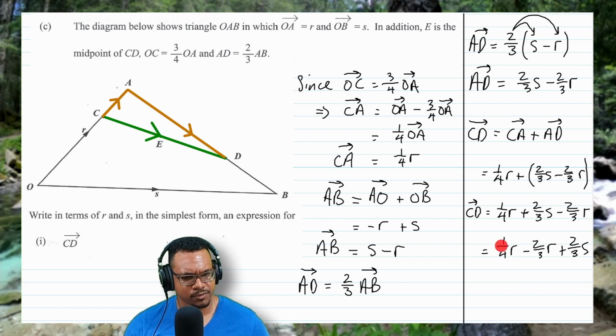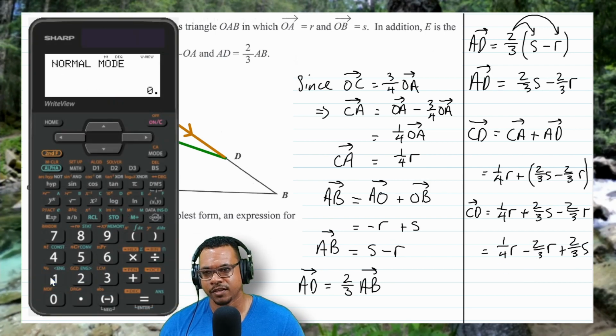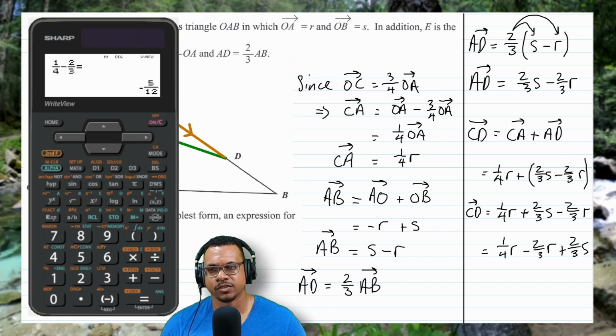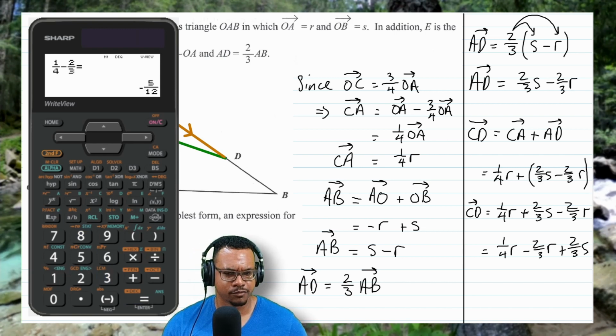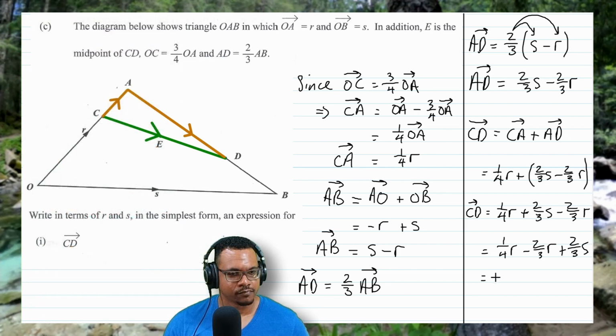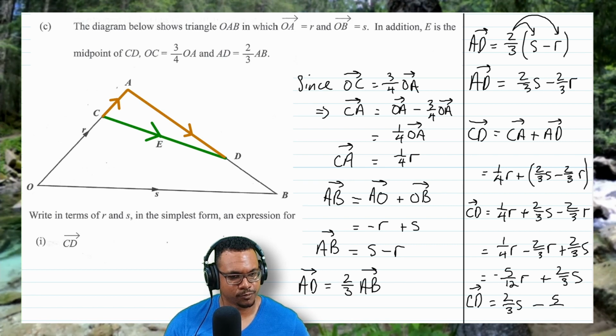Can you just go and calculate and see what's a quarter take away 2/3. So we have 1/4 take away 2/3. A quarter take away 2/3 is -5/12. So I have -5/12 R plus 2/3 S. You can write that the other way around, and see CD is equal to 2/3 S take away 5/12 R.